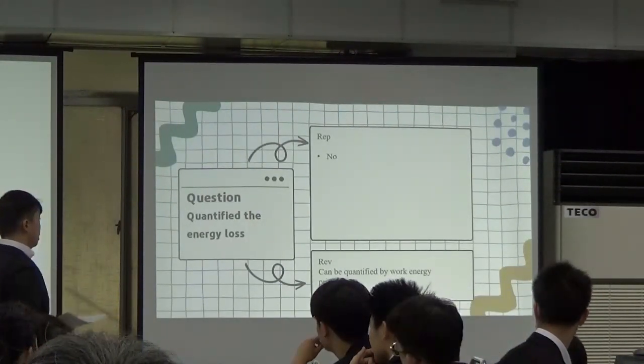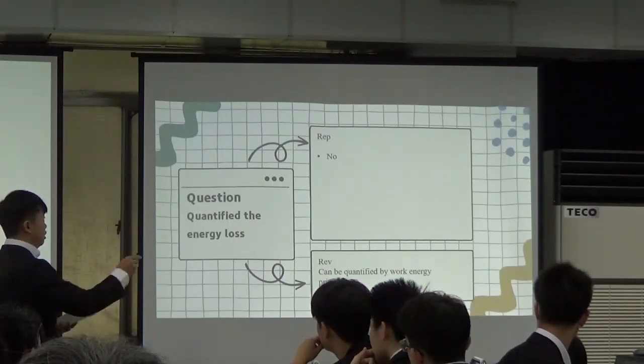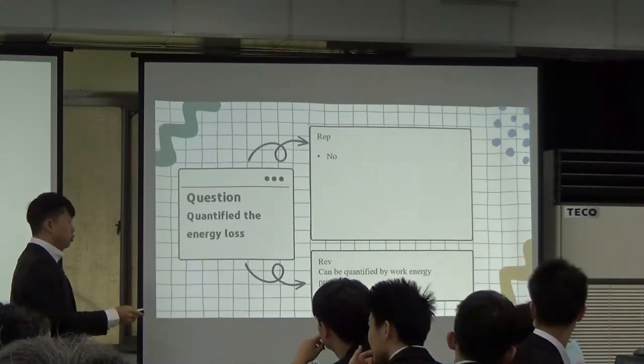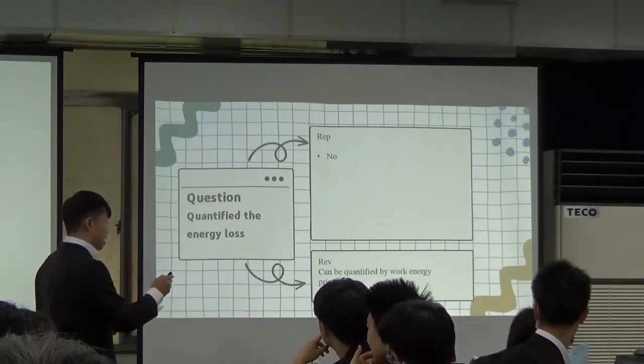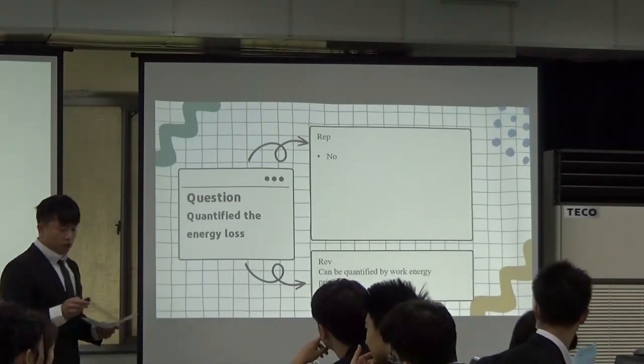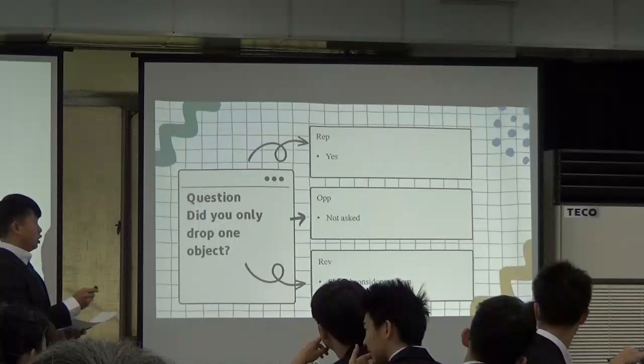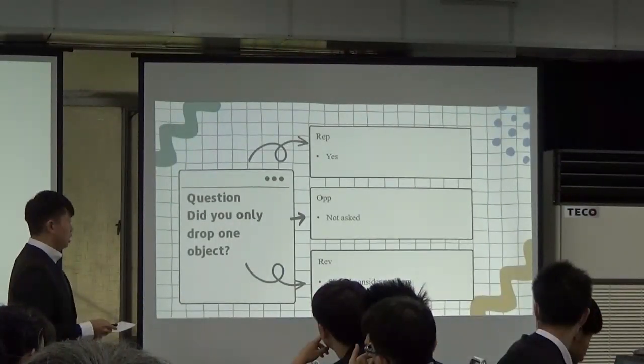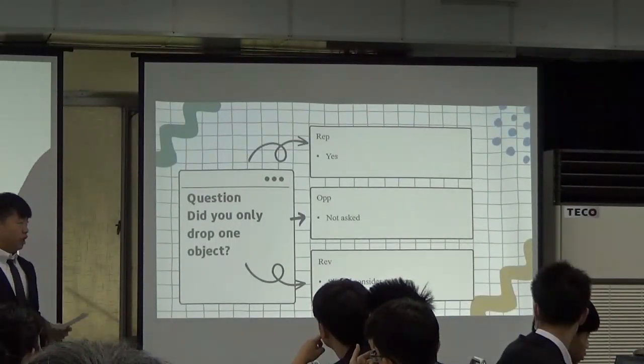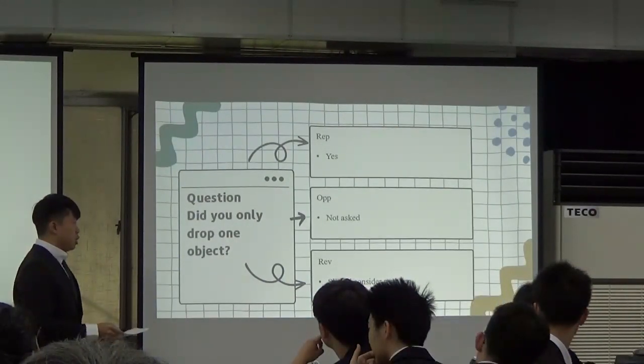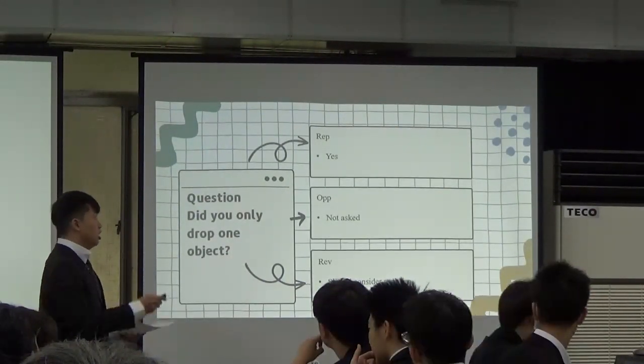So did they quantify the energy loss? And then the reporter said no, but the reviewer thinks that it can be quantified by the work-energy principle. And so this is what I asked the reporter and the opponent. So did they only drop one object? Then the reporter said yes.